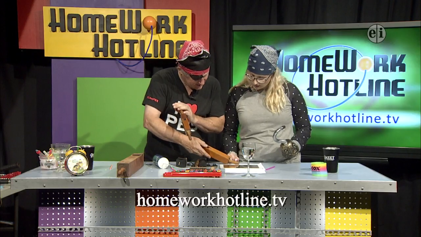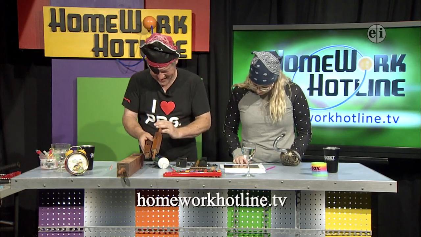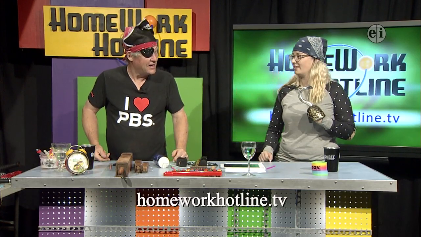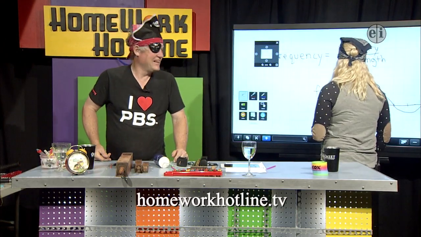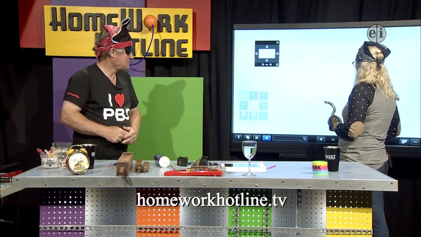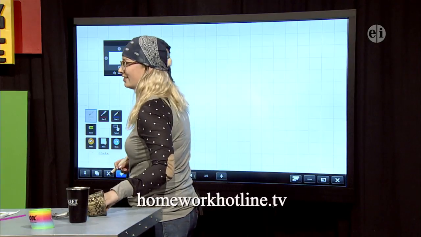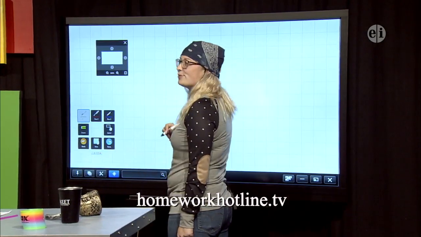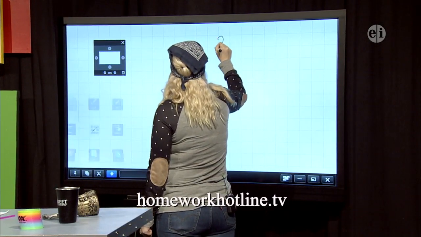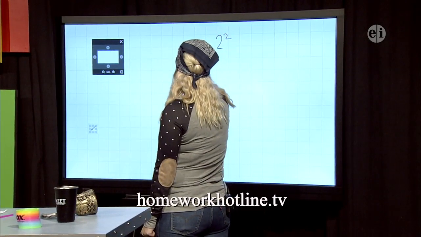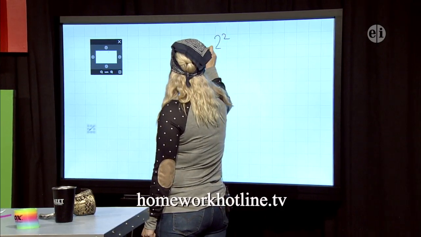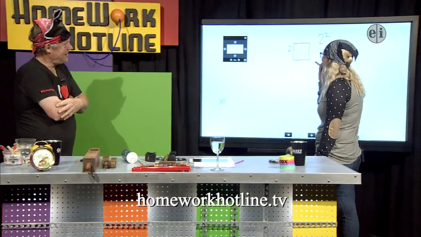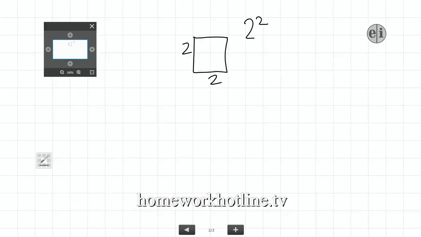We got a question. What is a squared number? We go to the whiteboard. When you have a squared number, like 2 squared, you take 2 squares by 2 squares and you make a square. 2 by 2.